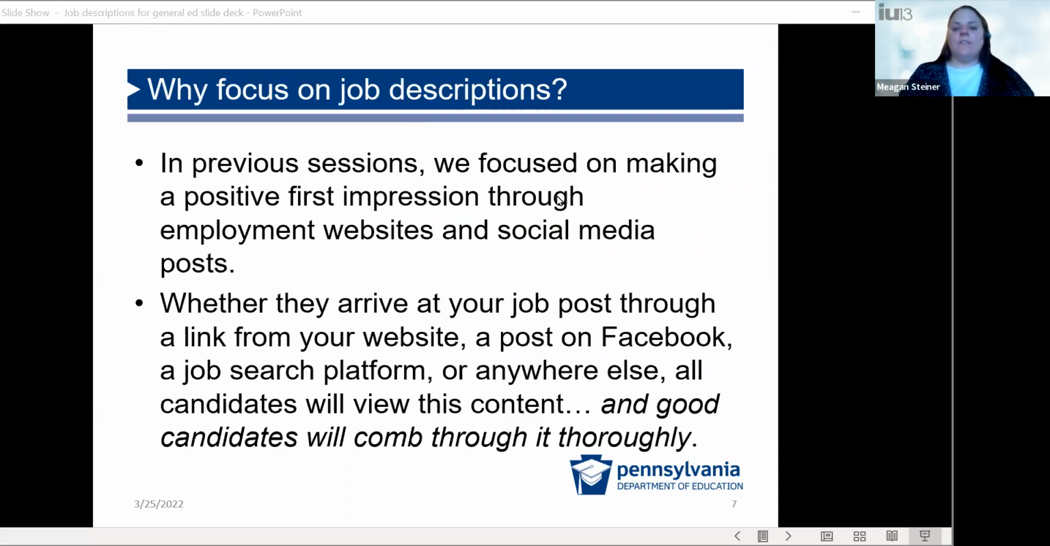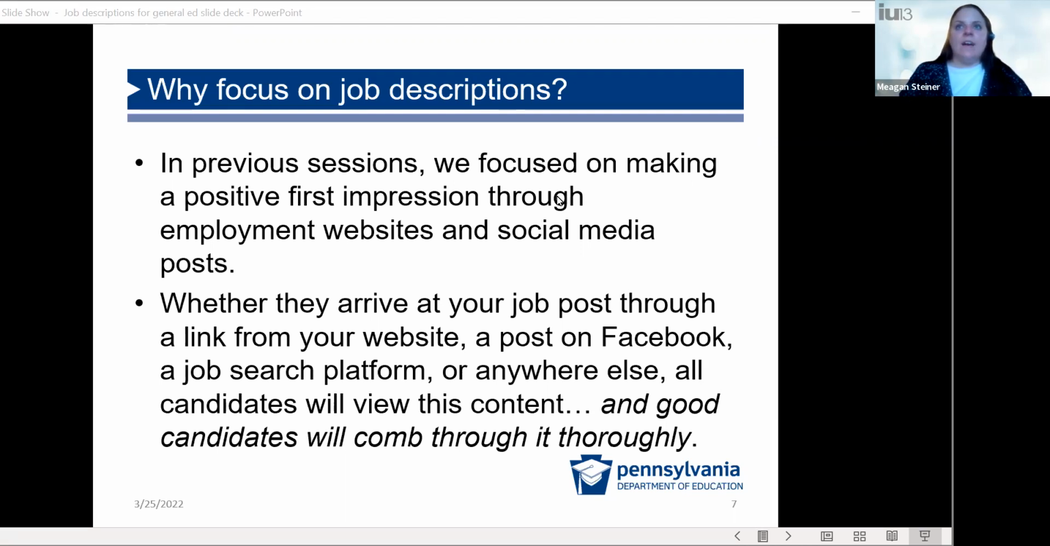So first, why focus on job descriptions amongst all the things we write and develop in the recruitment and hiring process? In previous sessions, we focused on making a positive first impression through employment websites and through social media. Now, whether candidates arrive at your job post through a link from your website, a post from Facebook, a referral from an acquaintance, a job search platform, or anywhere else, all candidates will view this content on their way to actually applying. And good candidates will comb through it thoroughly.